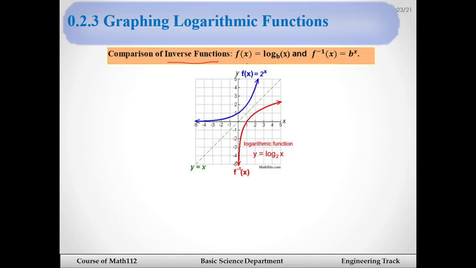As you see here, 2 to the x is this graph, and y equals x is this line here. The inverse of 2 to the x, which is log base 2 of x, will be just a reflection of the graph of the exponential function with respect to the line y equals x. We have some interesting behavior here because this horizontal asymptote became a vertical asymptote for this function.